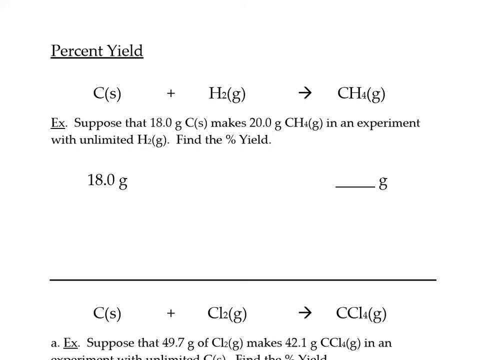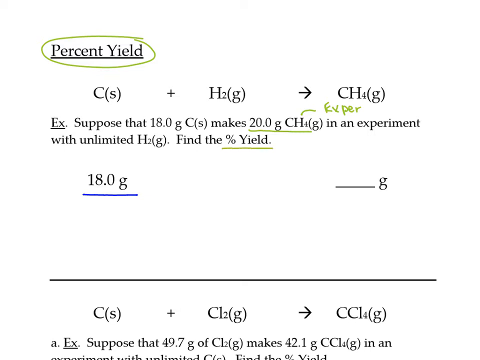Today we're going to be discussing percent yield in a reaction. So let's suppose we start off with 18 grams of carbon and we make 20 grams of methane. So we only make 20 in a real life experiment. So this is what we're going to call the experimental. Like we actually did the lab and this is what we got. But the question is, what is our percent yield?